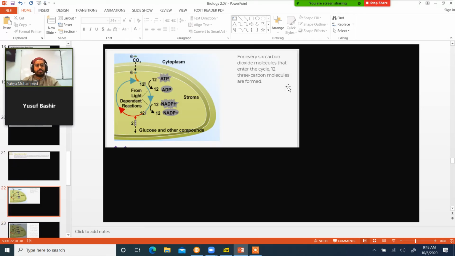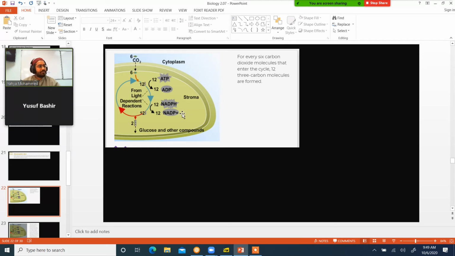All right. So again, over here you see how ATP and NADPH are being consumed. You see this arrow? ATP is turning into ADP. NADPH is turning back into NADP plus. So these things that were made before in the previous stage, now they're being used up.